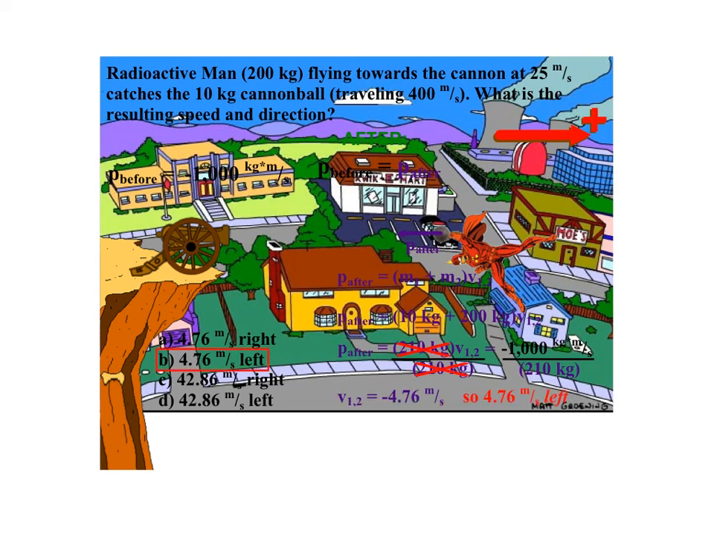When you do some quick math, you find out that the combination is going to be moving at 4.76 meters per second to the left, and we know that because the answer came out negative. So radioactive man had a little bit more momentum initially than the cannonball did, and therefore the combination will stay in the same direction he was going to begin with.